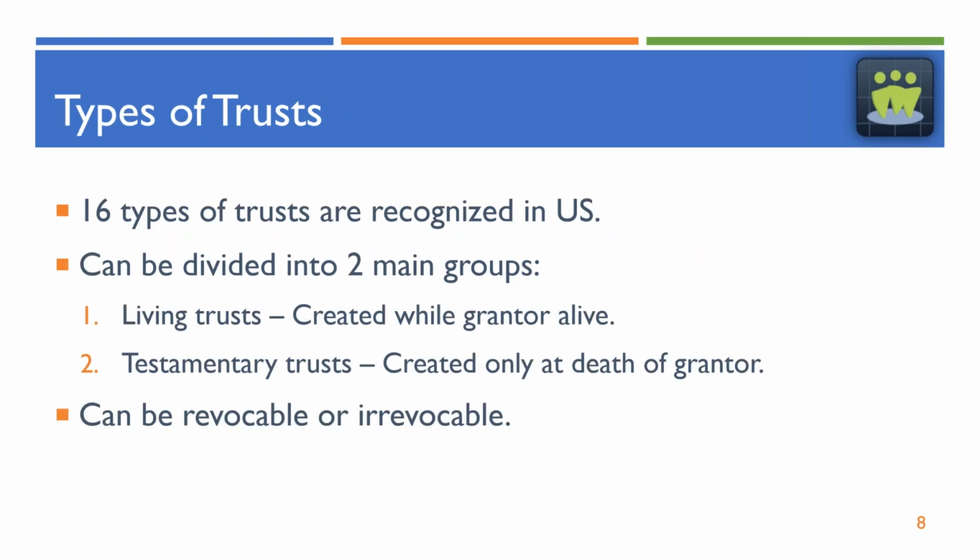My research found there's at least 16 different types of trusts recognized in the US, and they can be divided into two main groups. Living trusts, those are trusts that are created while the grantor is alive, and testamentary trusts, and those only get created at the death of a grantor. Now, both types of trust can be revocable or irrevocable. A revocable trust means you can end the trust at any time, move the assets around and put them somewhere else. An irrevocable trust means the assets stay in the trust once it's set up.